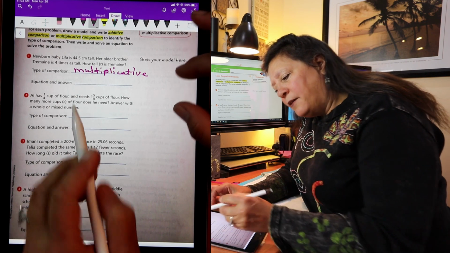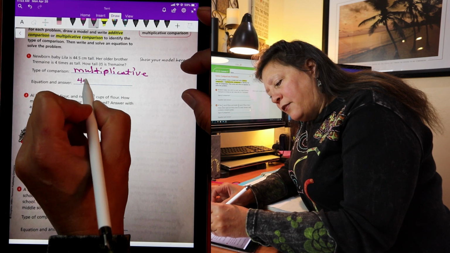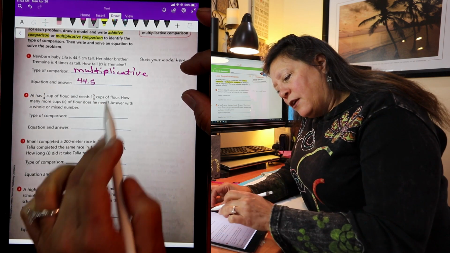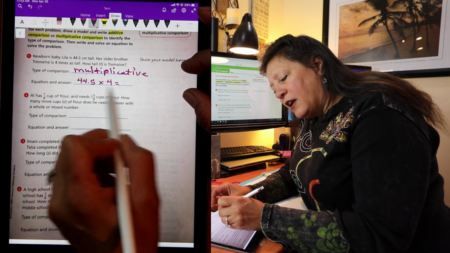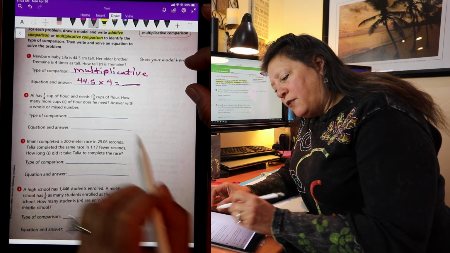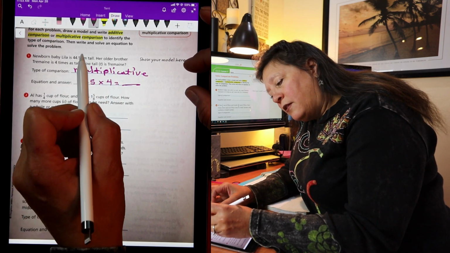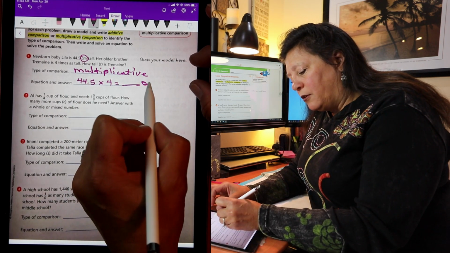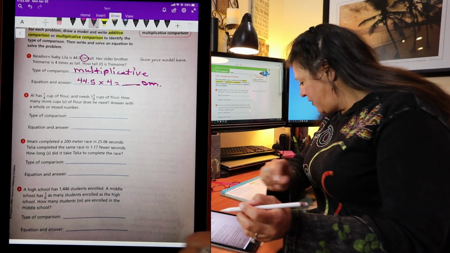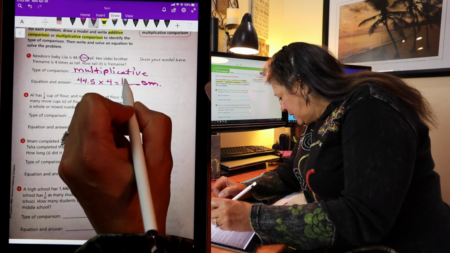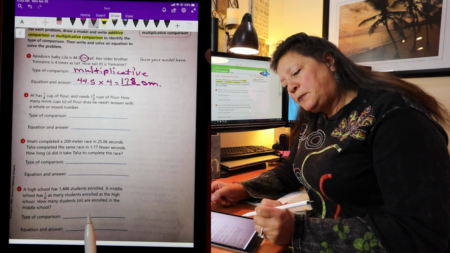How are we going to solve that? Well, we know that Lila is 44.5. Her brother is 4 times as tall. So 44.5 times 4. And that's going to give you your answer. Again, make sure that you are looking at what is the measurement. They're talking centimeters, so that is going to be your label. Alrighty, so when you multiply that out, I know I don't always give the answers, but you should get 178 centimeters. So multiply that out, make sure that's the answer you get.